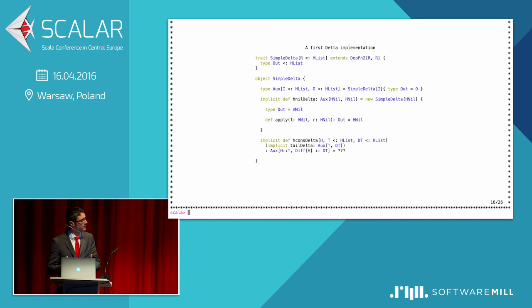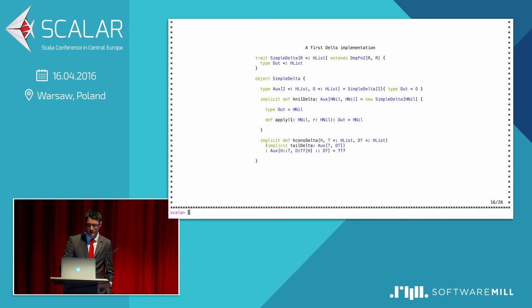So I can implement that. It's quite simple. The trait depfn only defines two abstract members, the type out and the method apply, that has 2 parameters for depfn2, 1 parameter for depfn1, and 0 parameters for depfn0.